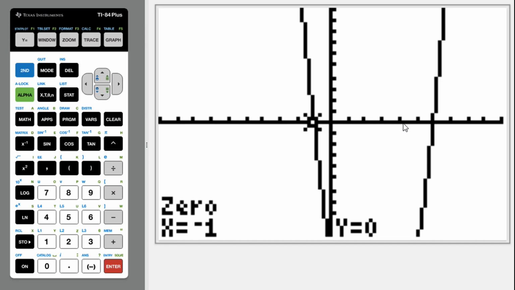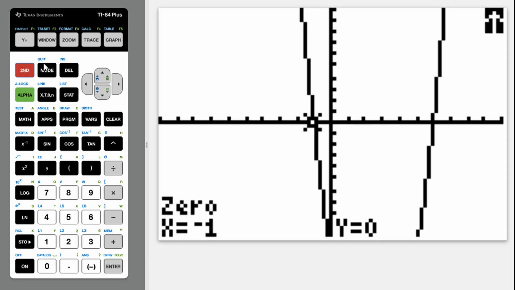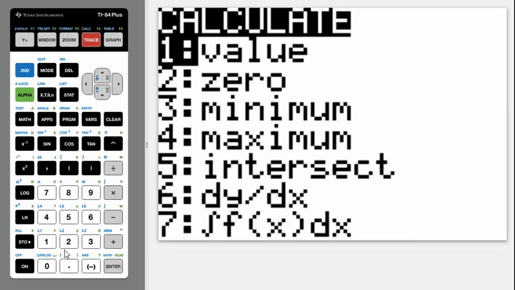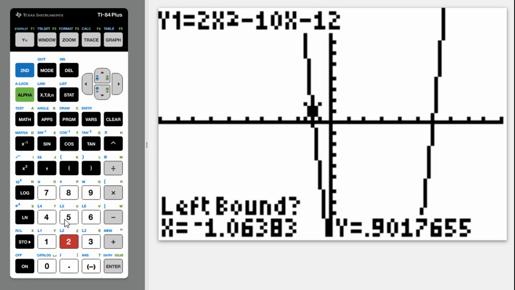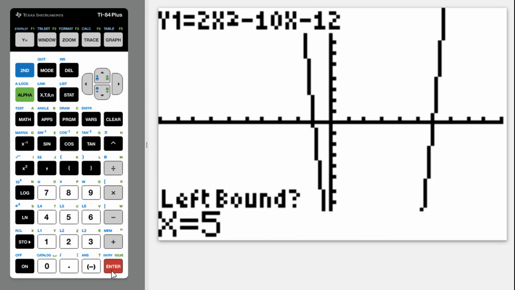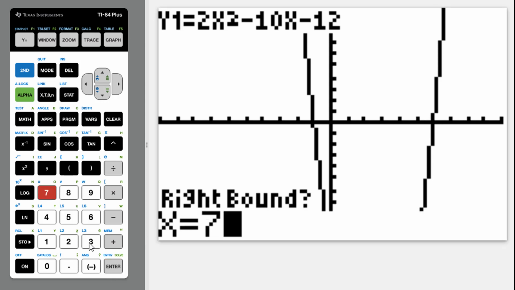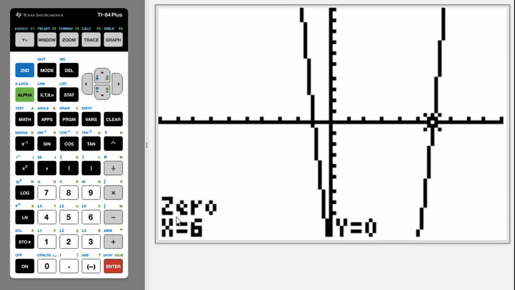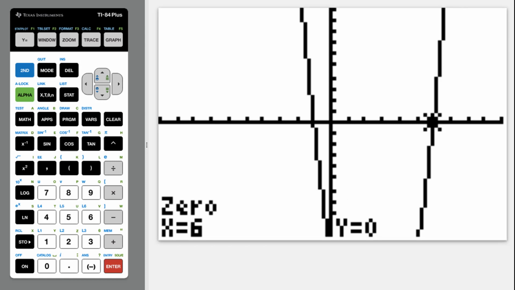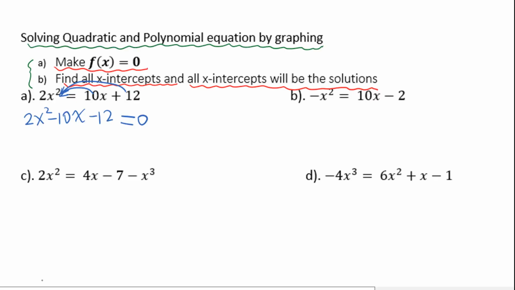1, 2, 3, 4, 5. Let's go back second trace 2. We do 5 as the left bound. 5, 6, 7. 7 is the right bound. So we get 6 as the second x-intercept. So this way we get x1 equals -1, x2 equals 6.